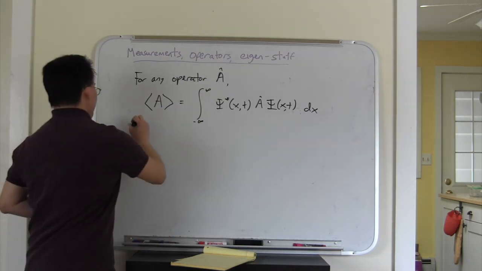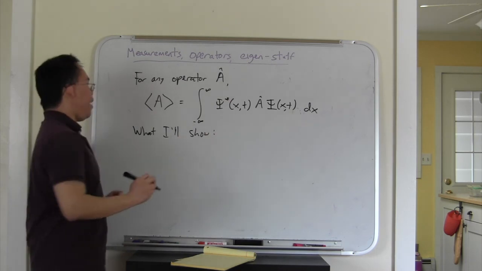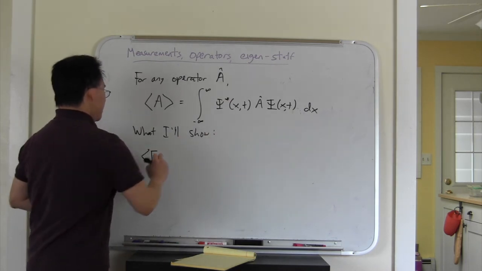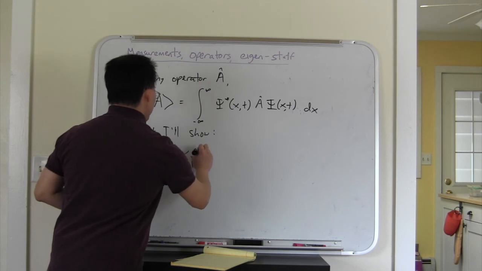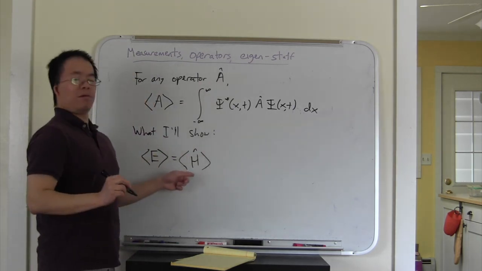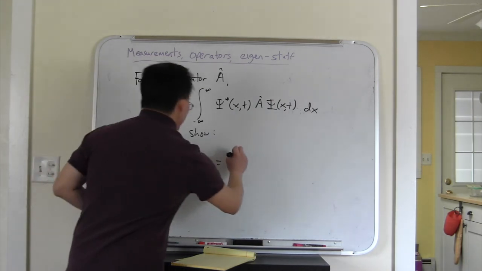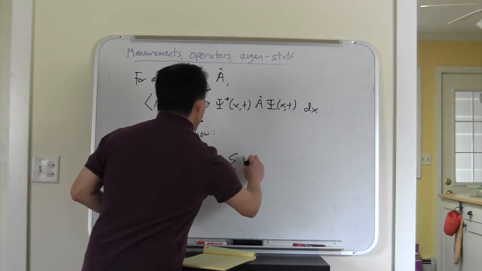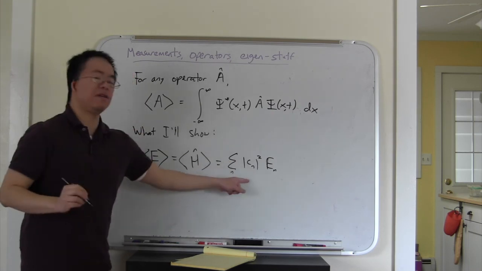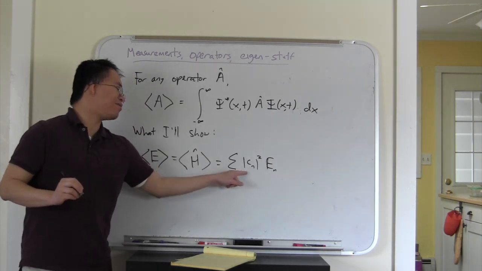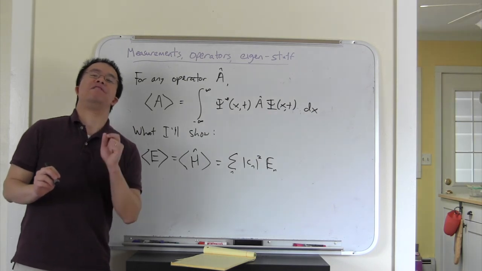What I'll show in the bonus video is in fact that the expectation value of the energy, or if I write it as an operator, the expectation value of the Hamiltonian, works out as follows. If I stick the Hamiltonian into this expression and calculate it, it will turn out to be exactly equal to the sum over n of |c_n| squared times E_n, and this will be evidence that we are correctly interpreting |c_n| squared as the probability of getting energy E_n.